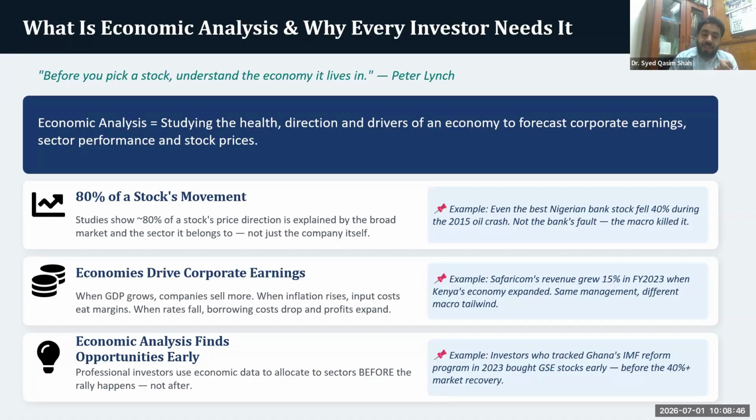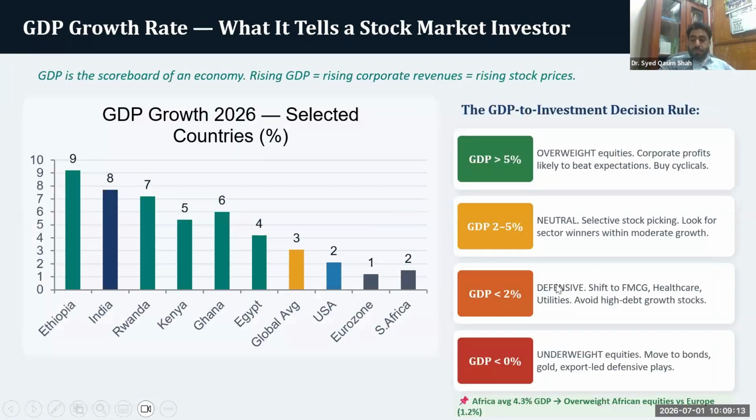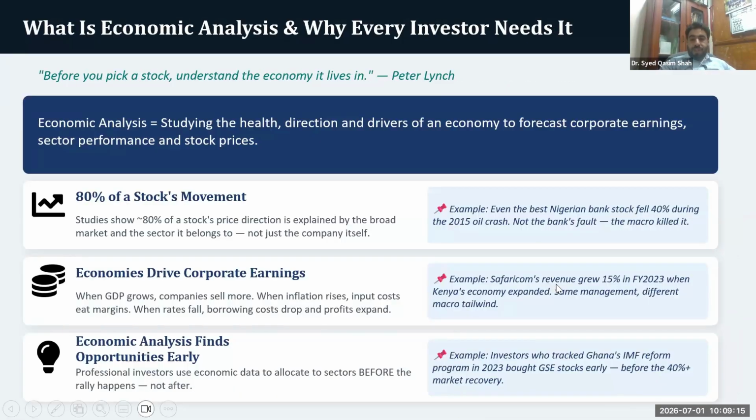Let's say professional investors use economic data in order to allocate across sectors before looking at what is happening in the sector. So industry analysis comes after economic analysis. Once you do economic analysis and industry and sector analysis, it will help you allocate your capital in the best direction. What is the best direction? The one that gives you maximum profit. So this is how these things are interlinked.